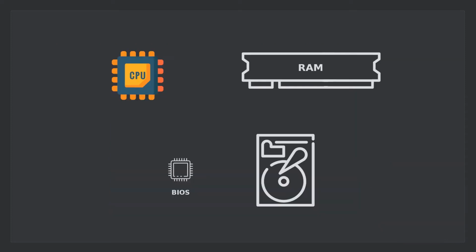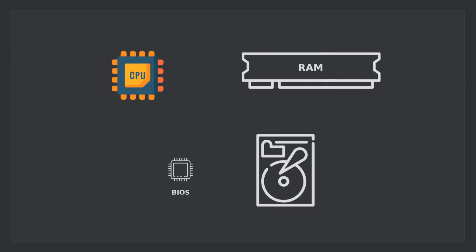Let's take a look. For the sake of simplicity, let's say that your computer has these four basic parts. The CPU, which executes the instructions, this is the brain of your computer. The RAM is the computer's main memory, the BIOS chip, which we'll talk about in a moment, and the hard drive, your permanent storage device.